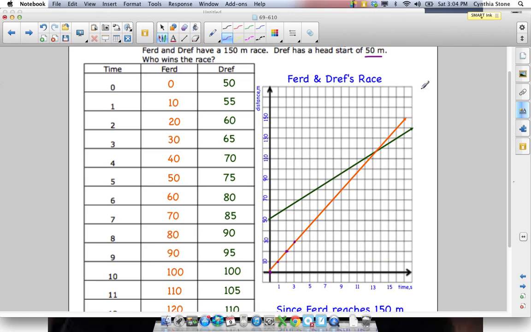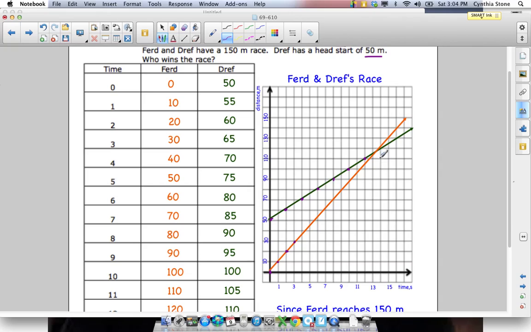Dreff's equation, Dreff's line, remember, equation, line, graph, or table of values are all the same thing. Dreff's data starts at 50, and he's going up by 5 every time. You can again look at the data, though my graph's not absolutely perfect. It should touch right here, because at 2, he's at 60. At 4, he's here, and so on and so forth. My graph isn't perfect, and that's one reason that solving a system using a graph isn't going to be totally accurate.